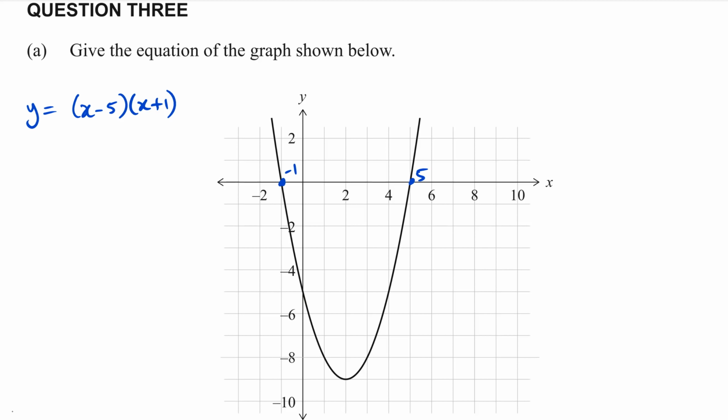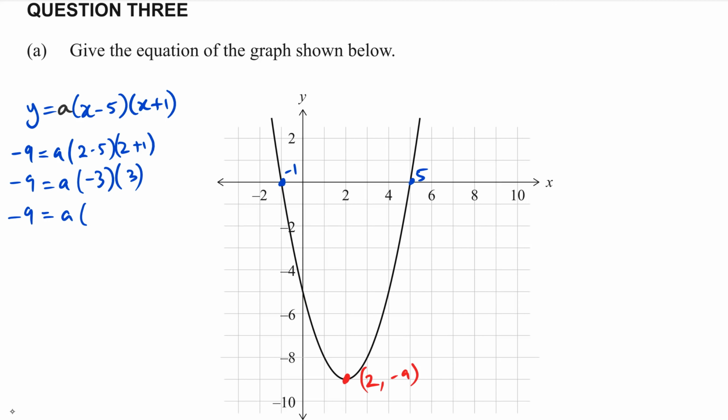Now every equation with a quadratic is going to have an a value, and I just need to figure out what that a value is. To figure it out, I'm going to use a point, and I'm going to pick a pretty nice point, which is the vertex right there, which is (2, -9). When I substitute (2, -9), I get -9 equals a times (2 minus 5) times (2 plus 1), so -9 equals a times -3 times 3, -9 equals a times -9, which means a is equal to 1. So therefore, the equation is x minus 5 and x plus 1.